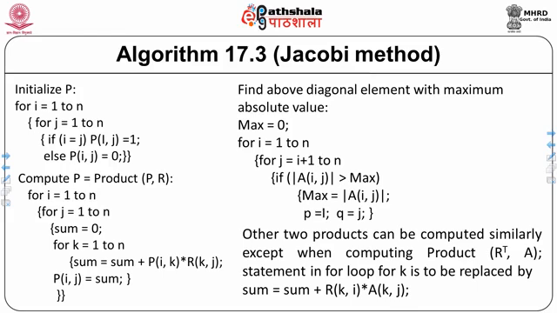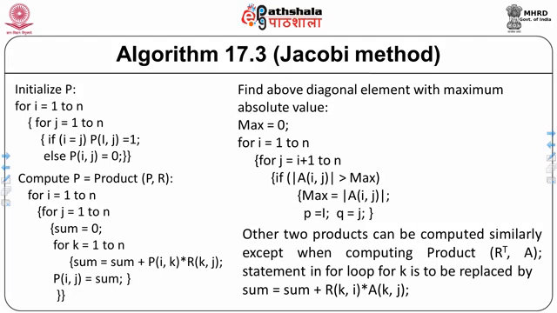So, what we are trying to do is, for i equal to 1 to n, for j equal to 1 to n, if i equal to j, P i j equals 1, else P i j will be equal to 0. I am just elaborating those simple tasks.